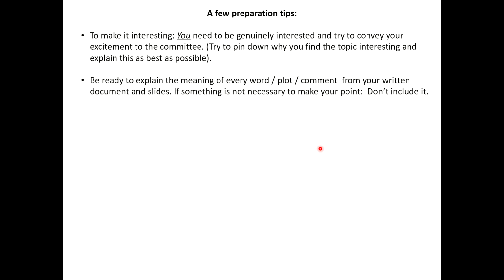And so that, in general, goes with slides that are not too crowded, because the probability of having something that you cannot defend in a crowded slide is higher. So simpler slides, less text. Things that are not necessary are typically distracting and may lead to these types of issues. So if something is not necessary to make your point, just don't include it.